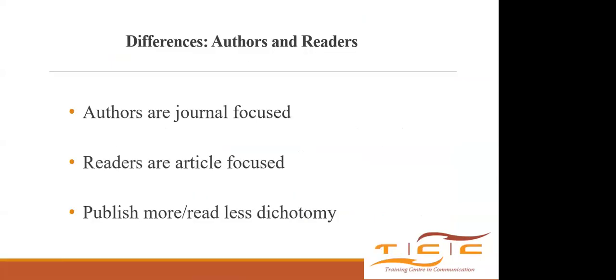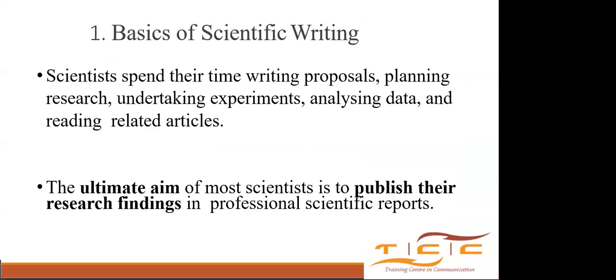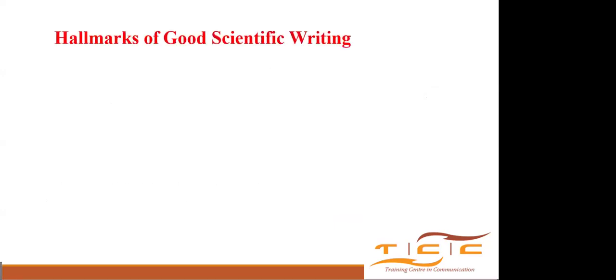I will not go into too much of these other details because these are things we can read. Scientists spend their time writing proposals, planning research, undertaking experiments, analyzing data, and reading related articles. The ultimate aim of most scientists is to publish their research findings in professional scientific reports. That is the ultimate goal. So basically, that is what everyone is aiming at. That's why we are here today.